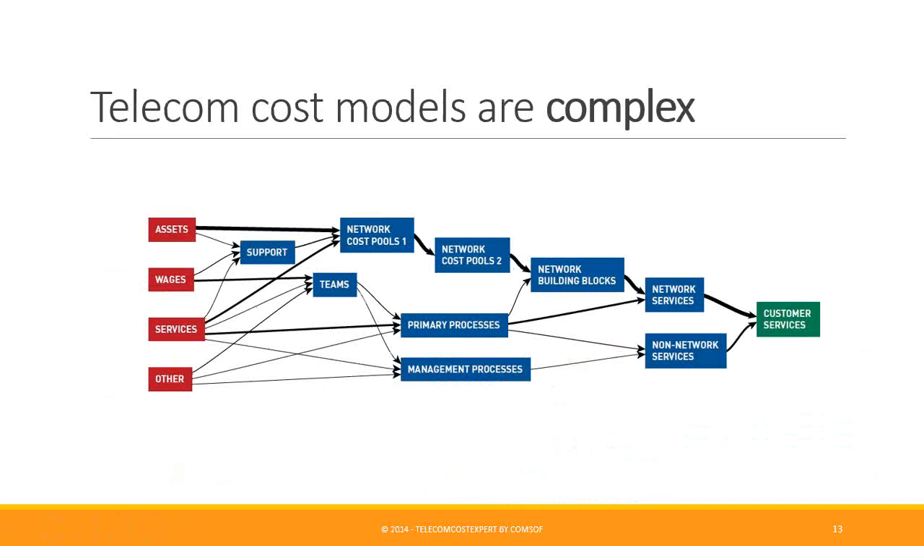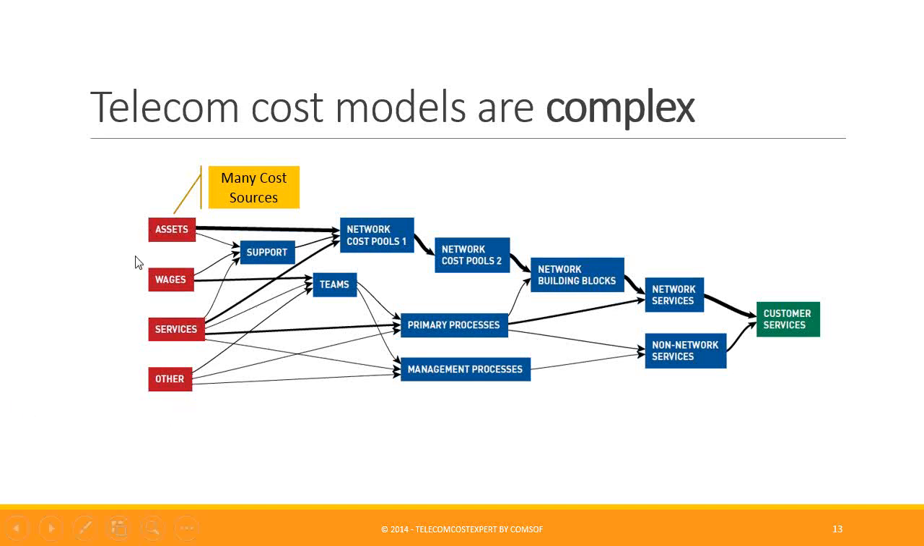So let me briefly explain some concepts about cost modeling and how TelecomCostExpert will work with all of the data involved here. So what you see here is a stylized model of a telecom costing model. So on the left-hand side, you have the cost sources. This is the information that's usually derived from the ledger or the accounting system, where you have values for assets, wages, services, other, and so on. So this is just an example. TelecomCostExpert is very flexible in that respect, that it's possible to have, no matter how many modules, you can model it yourself how you want to have your cost model.